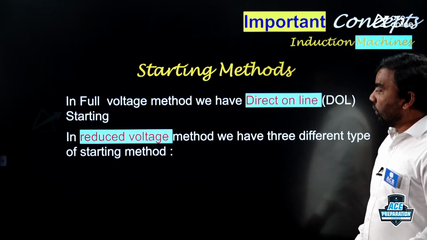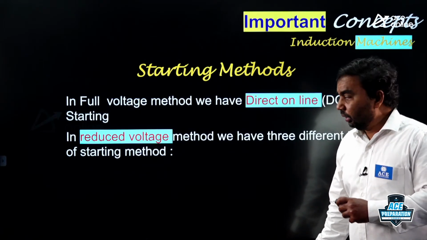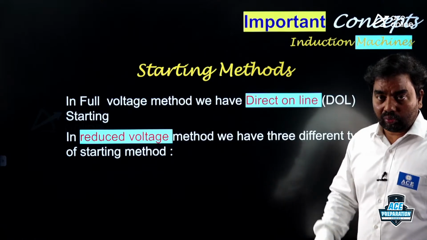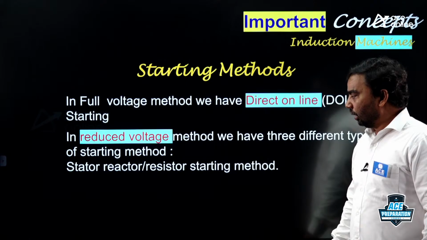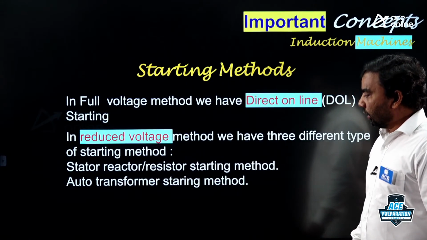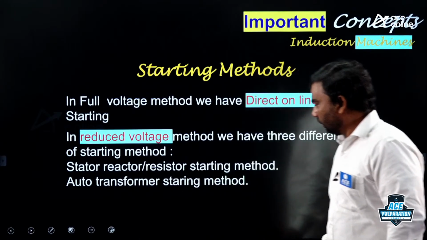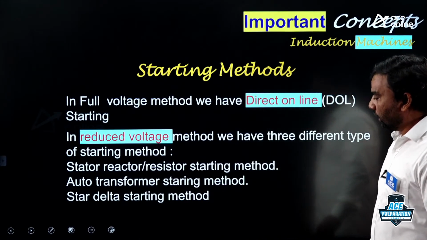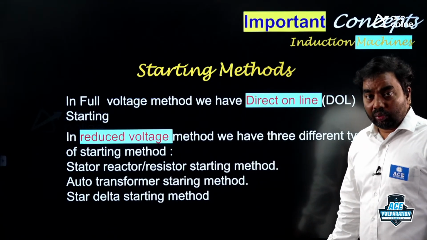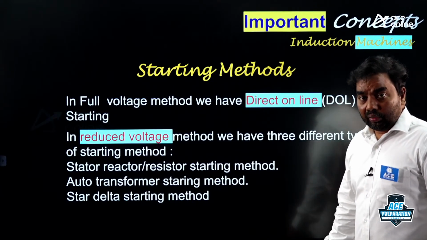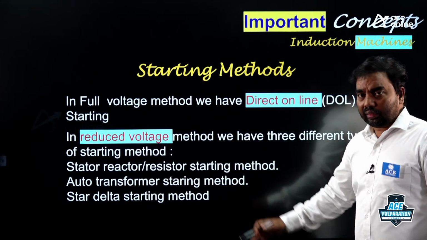The next one is reduced voltage methods. In case of the reduced voltage method, we are going to start the motor with reduced voltages. So what are the techniques? One is the stator reactors or resistance starting method, then auto transformer starting. There is a correction: some T is missing here. Then star delta starting methods. So basically the starters are classified into full voltage and reduced voltage. In full voltage, we have the DOL starter. In reduced voltage, we have these three starters.